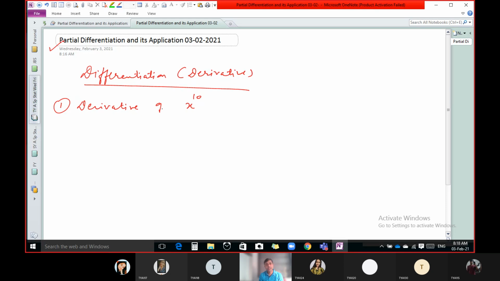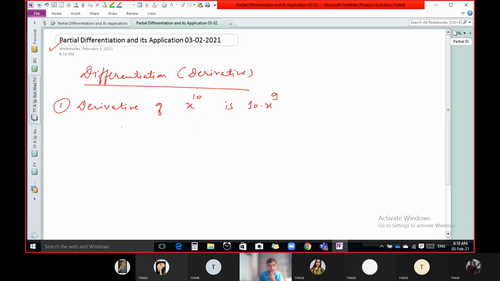x raised to 10? What is derivative of x raised to 10? So 10x raised to 9. Correct. 10 into x raised to 9.